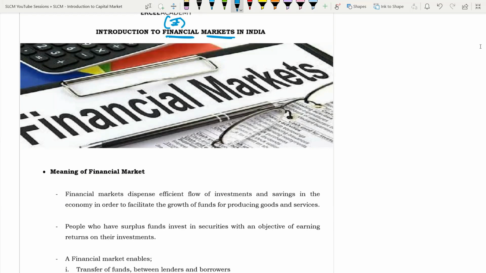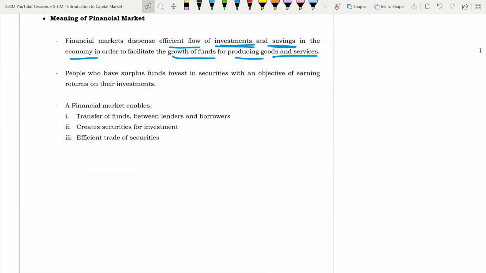What is the basic meaning of financial market? It is nothing but a place where there is efficient flow of investment and savings in the economy in order to facilitate the growth of funds for producing goods and services. So the most important thing is that people in the country, citizens of the country, have certain surplus money with them. On the other hand, there are business houses who are in need of funds to undertake their business activities, whether that might be production of goods, production of services, expansion of their business, establishing new factory places, establishing new manufacturing units. All these require a lot of funds and capital investment.